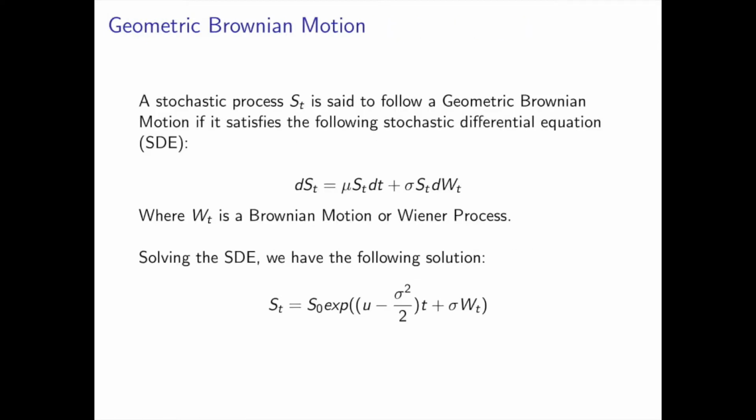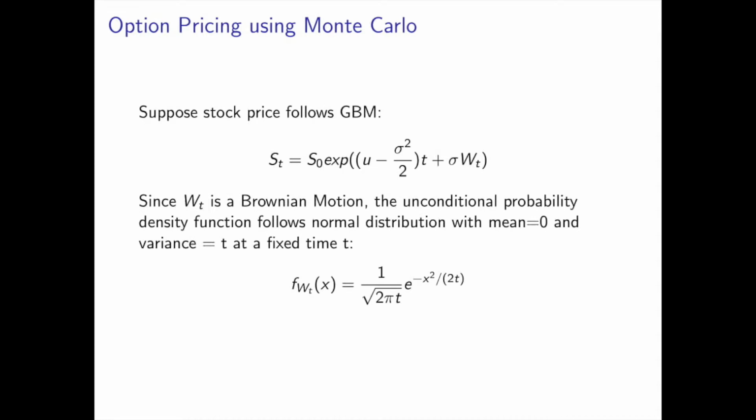Now we assume that stock price follows a geometric Brownian motion. Thus, it follows the stochastic differential equation, where Wt is a Brownian motion, or Wiener process. By solving the stochastic differential equation, we have the relationship between the stock price at the time we're interested in and the initial stock price. Now we will try to simulate stock price by using the Monte Carlo method.